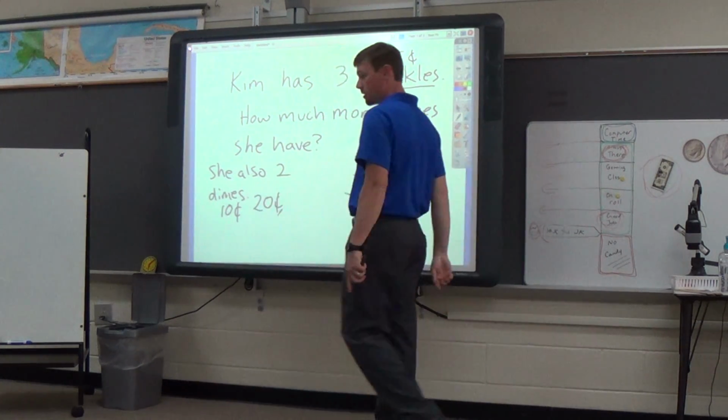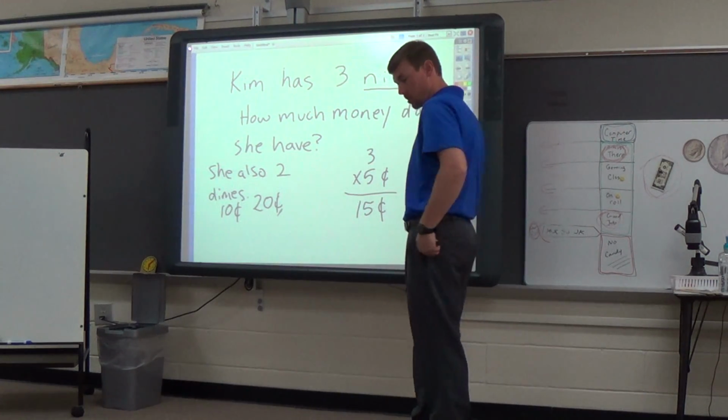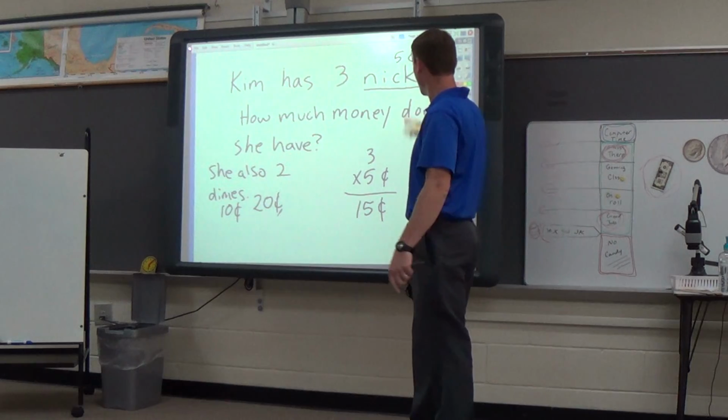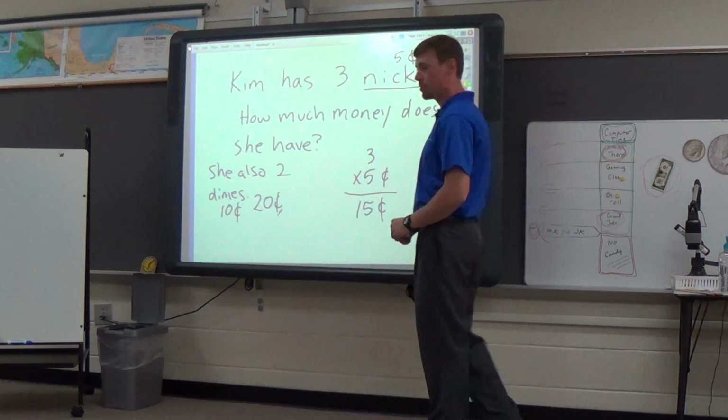Now, if she reaches into her pocketbook, because Kim's a woman, so she probably don't keep money much in her pocket. So she reaches into her pocketbook. She pulls out 3 nickels and 2 dimes. How much money does she have altogether?